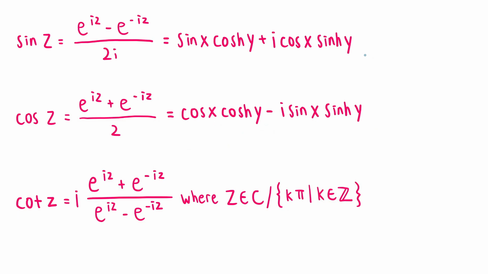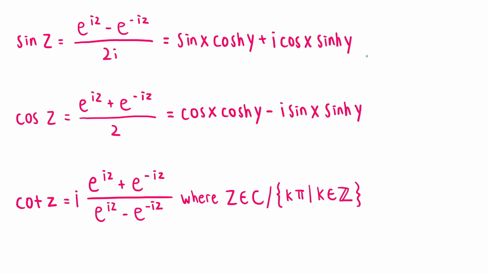In a previous video, I defined sine of z and cosine of z, where z is the complex number x plus iy, in terms of its real and imaginary parts. In another video, I also defined cotangent of z in terms of exponential functions. Cotangent of z has a restricted domain, which comes from the fact that you can't divide by zero.